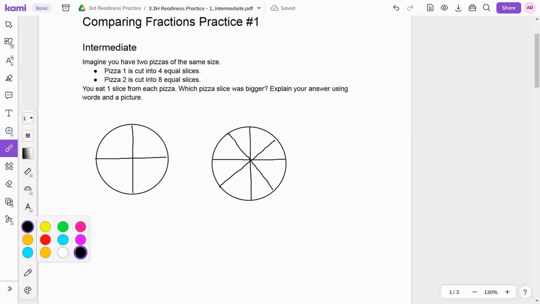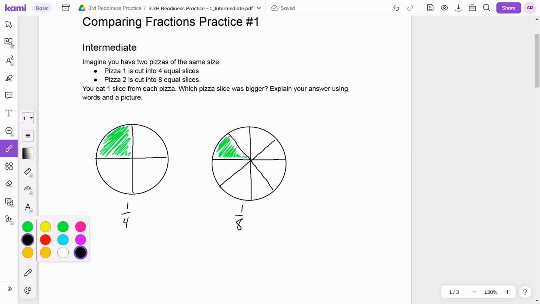Now, you eat one slice from each pizza. All right, so let's say that we are eating this slice right here, and we are eating this slice right here. And we can even name those slices, right? This is 1/4, this is 1/8. So which pizza slice is bigger? Explain your answer using words and a picture.